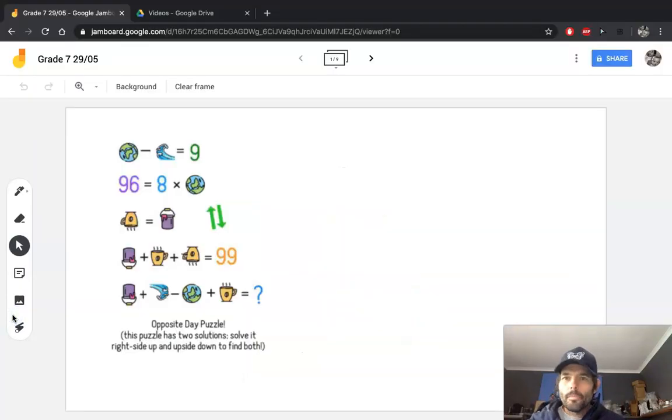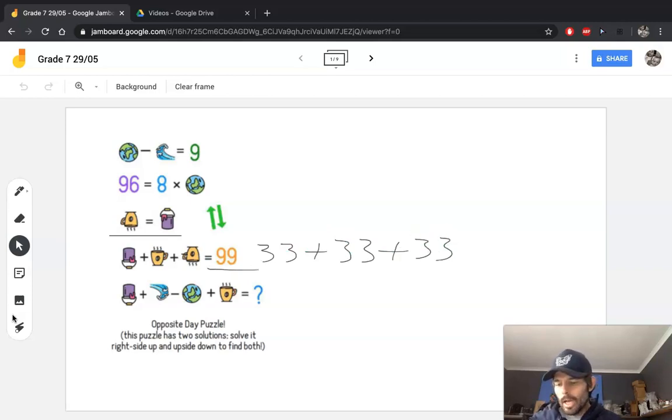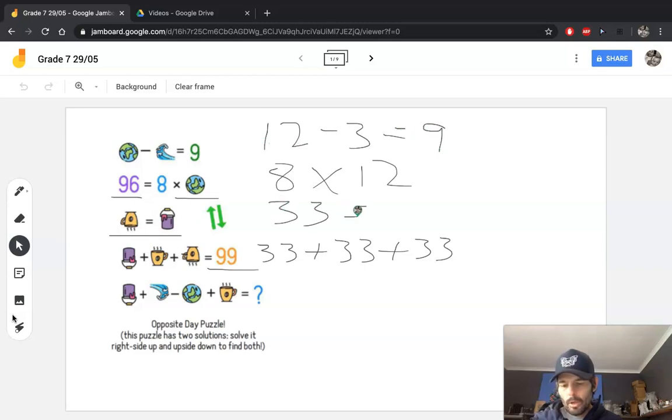Give this a go. So the first thing I'm going to look at is the upside down cup and the paint being equal. So that will tell me that 33 plus 33 plus 33 is equal to 99. I also know that 96 is equal to 8 multiplied by 12. So the earth is 12. That means 12 minus 3 must equal 9. Okay, we know 33 equals 33.